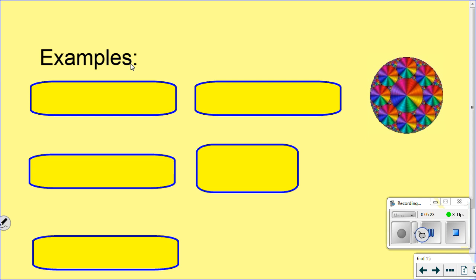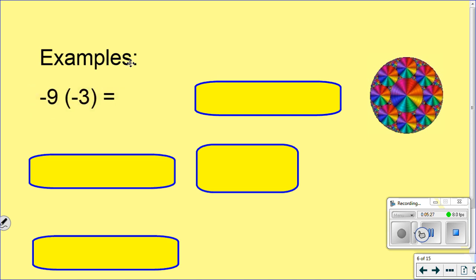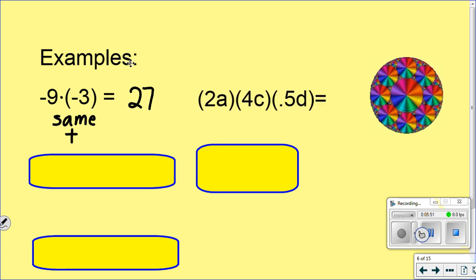I'm going to go back a second here. It looks like my slides are a little out of order. Okay, so now I have a -9 times a -3. Remember when you see those parentheses, that means times, right? There's a multiplication symbol in there. It's just hiding. So same signs, negative and a negative, is going to give me a positive product. So 9 times 3 is 27, and it's going to be a positive 27.